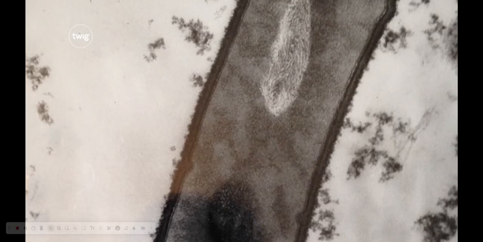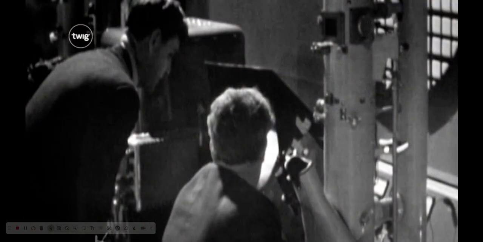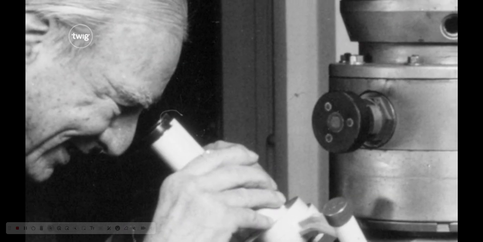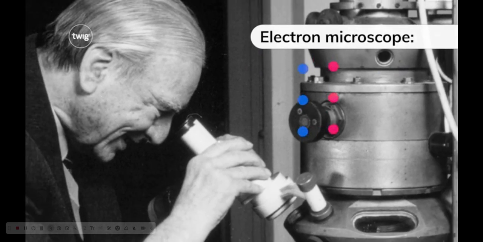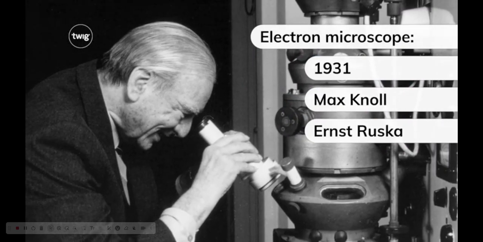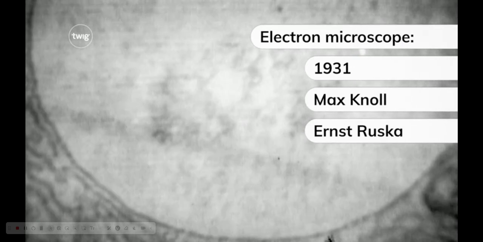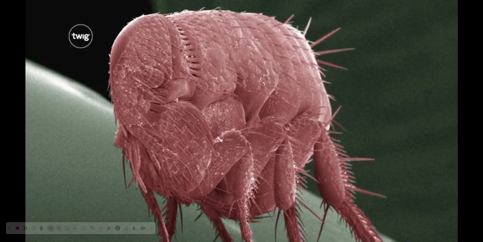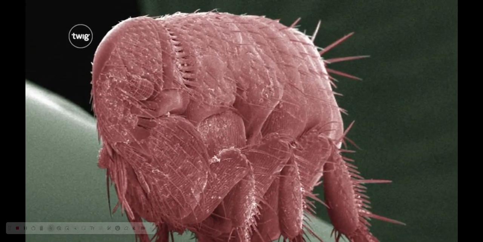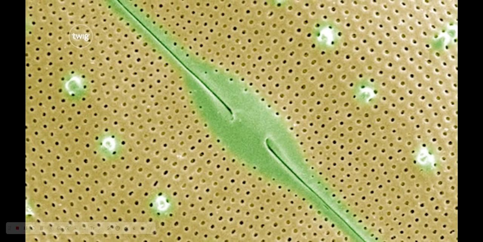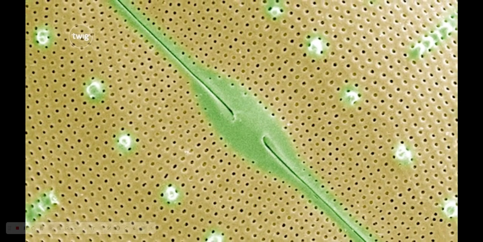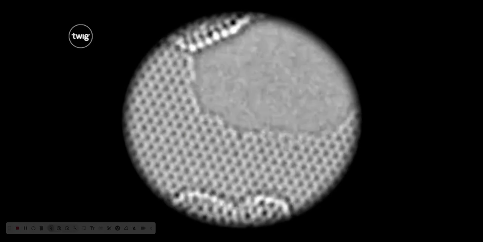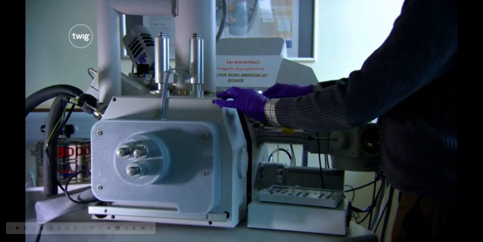Light microscopes are still used today, but in 1931, German scientists Max Knoll and Ernst Ruska invented the electron microscope. Instead of light, this microscope employs a focused beam of electrons to image the specimen and is capable of far greater magnification and resolution. The electron microscope can magnify up to 1 million times, making it possible to view objects as small as the diameter of an atom.